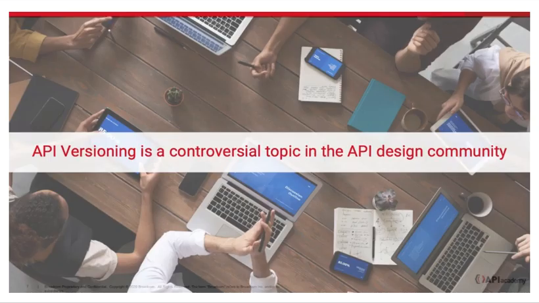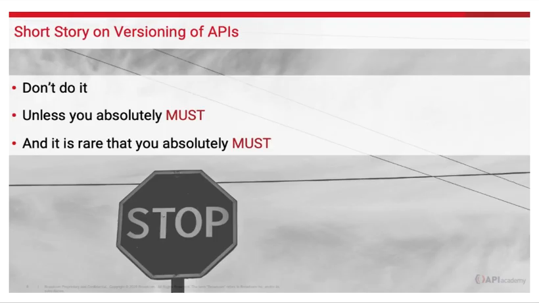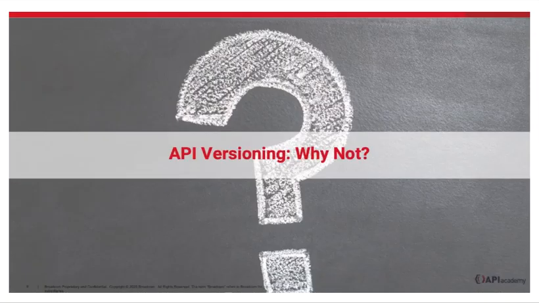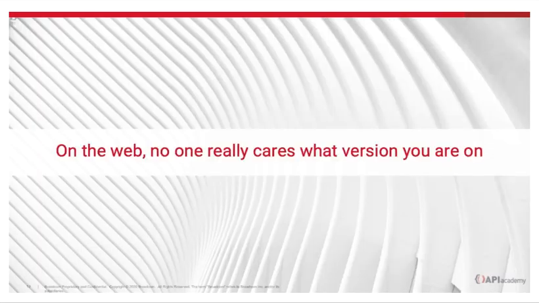API versioning has always been a controversial topic in the API design community. The short story is, if you can, avoid versioning, unless you absolutely must use it, which is rare. Why? Here is a quick test. What version of browser are you using right now? What version of HTML is the page you just loaded? What version of HTTP are you using? The short answer is, it doesn't matter.